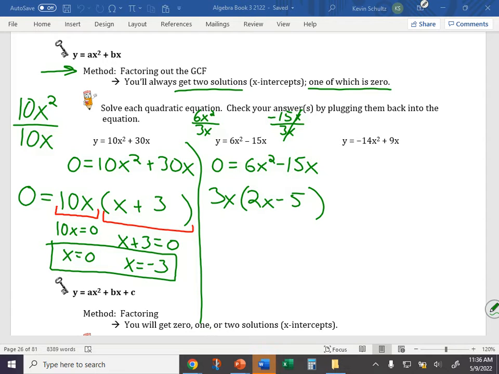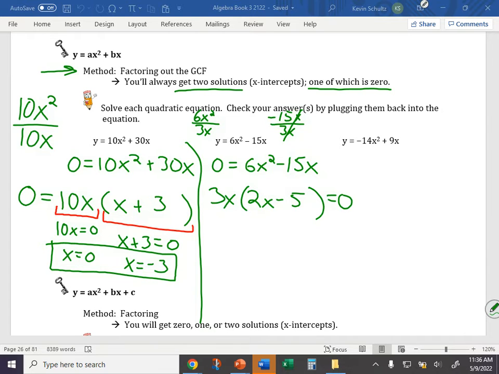And you can check to see if you're correct here by distributing the 3x back into the parentheses, right? 3x times 2x gives us 6x squared, and 3x times negative 5 gives us negative 15x. That's a good way to check, make sure you've done your math correctly. Distribute it back in, see if you got what you originally had. And of course, this equals 0.